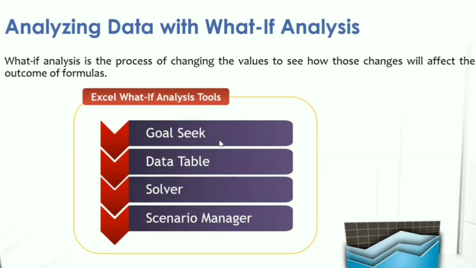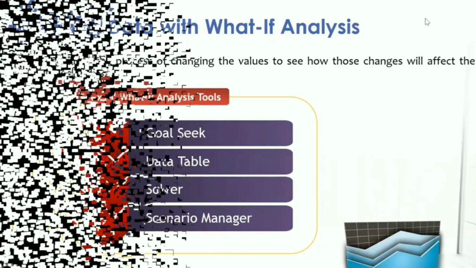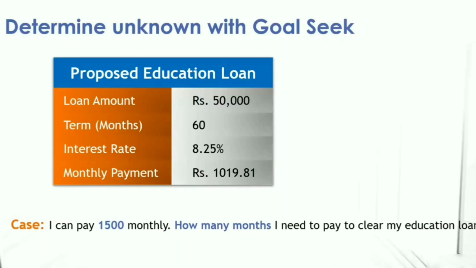Today let us discuss the goal seek, the simplest one, सबसे छोटा। Goal seek क्या करता है? Basically this is used to get the backward calculation करता है। Let us see how this is doing.